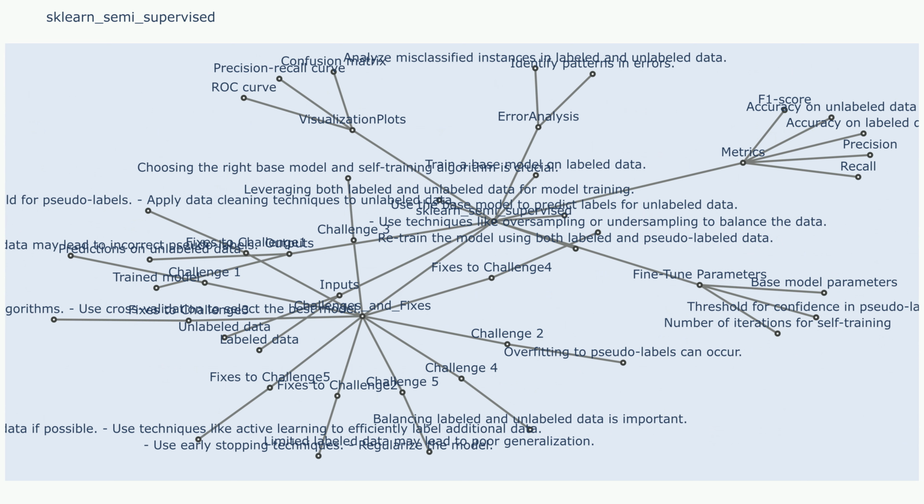Metrics. Metric 1. Explain in detail accuracy. This metric measures the proportion of correctly classified instances in the labeled data. It provides an indication of how well the model performs on the known data.